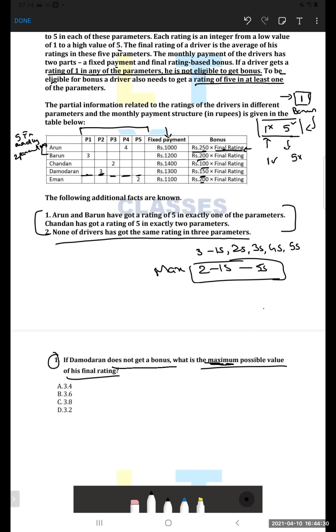So first and foremost, I can probably give him a 5, right? And also give him a 1. So that even though he got a 5, since he got a 1, he will not be eligible for bonus. So in such a scenario, what can I do? So let's say if he gets 5 in 2 parameters.